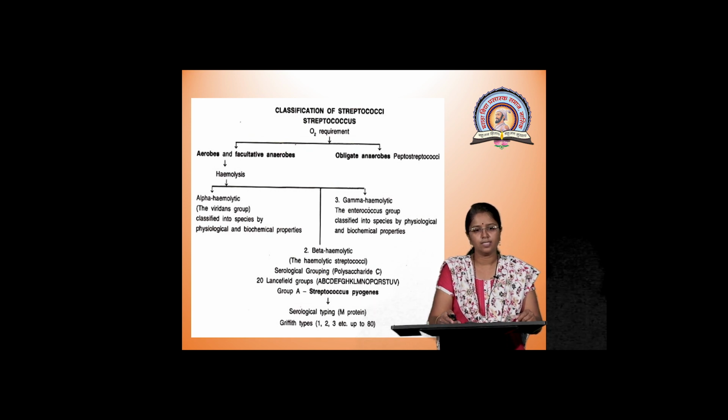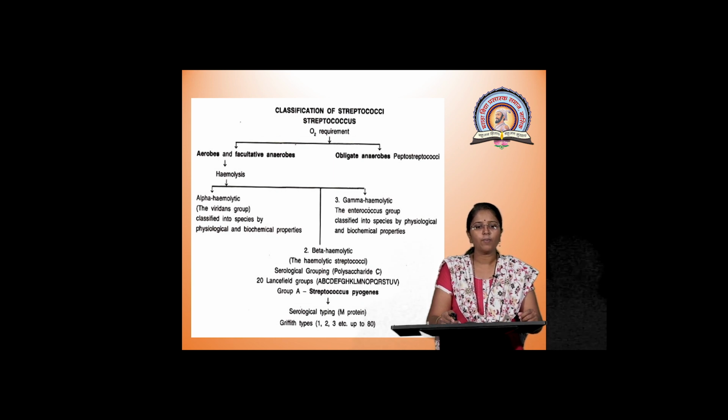These are the special type of streptococci, the hemolytic streptococci, and they are further classified based on serological grouping, that is on the polysaccharide C antigen present in the cell wall. Based on this polysaccharide C antigen, there are 20 Lancefield groups from A to V except I and J. Group A mainly consists of the pathogen Streptococcus pyogenes, which is responsible for pyogenic infection, also rheumatic fever and glomerulonephritis.